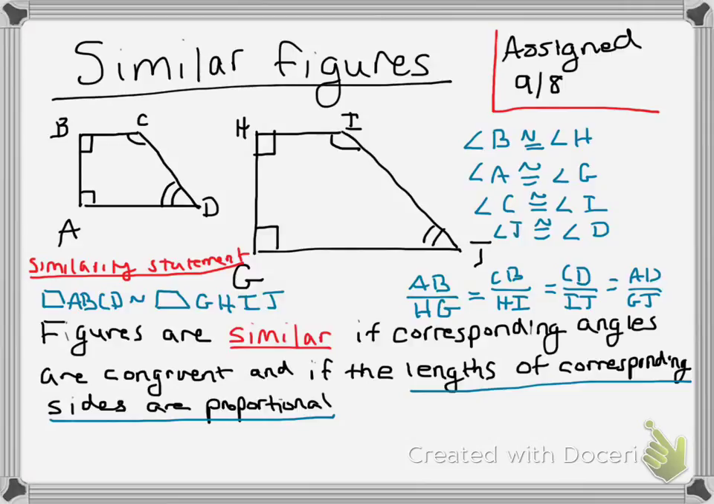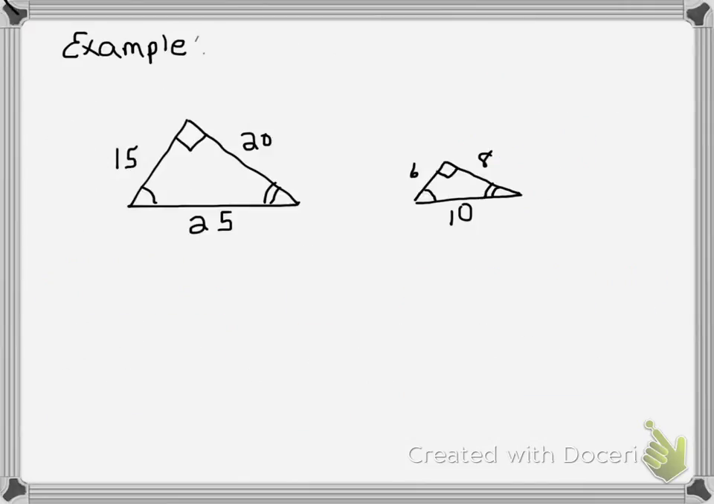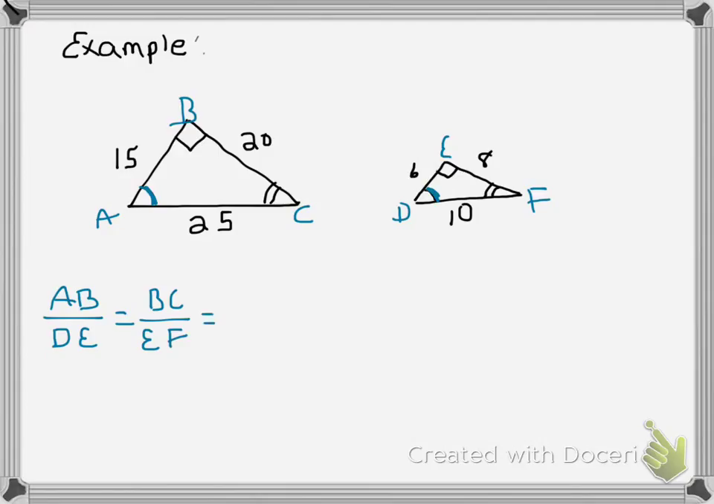Let's look at the next page where I have an example with two triangles. You can look at the triangles and you can see that all three angles are congruent. Let's give them some names: A, B, C, D, E, F. Angle A is congruent to angle D. Angle B is congruent to angle E. Angle C is congruent to angle F. Now, the next thing we have to do is see about the sides. Let's see if AB divided by DE, that's the ratio, the proportion, is the same as BC divided by EF, and if that's the same as AC divided by DF.